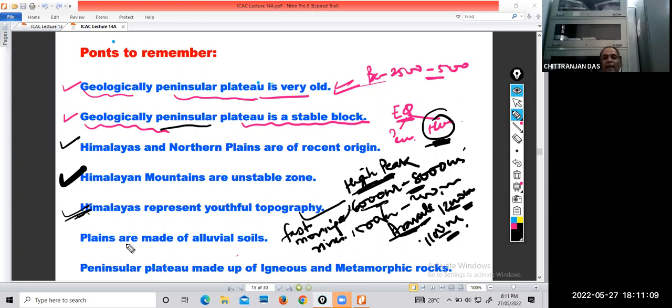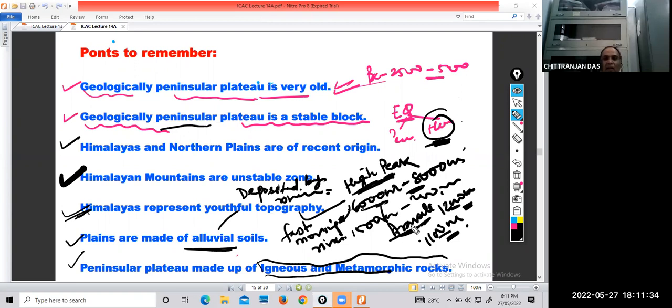Next point. Plains are made up of alluvial soil. Yes, plains are made up of alluvial soil, which has been deposited by the rivers coming from Himalayas. And last point is peninsular plateau is made up of igneous and metamorphic rocks. That I have repeated so many times, so I will not repeat it again. So these points are points to remember.